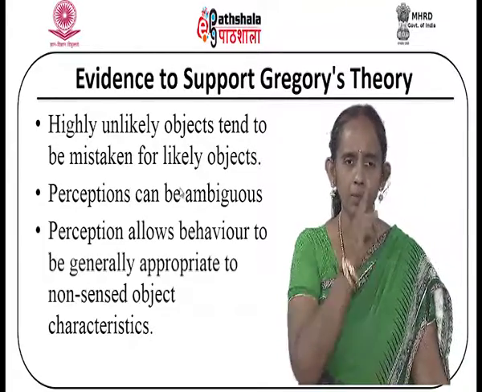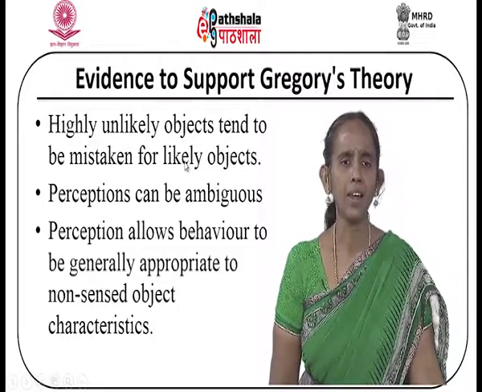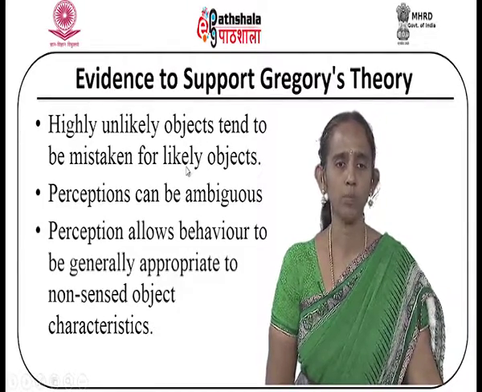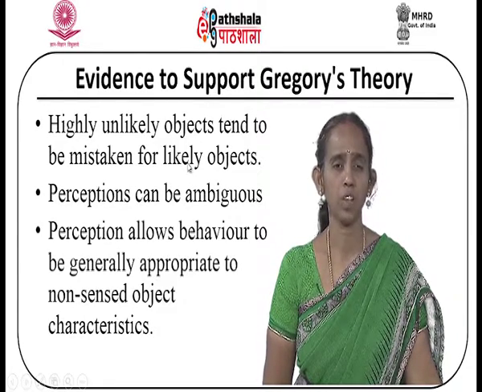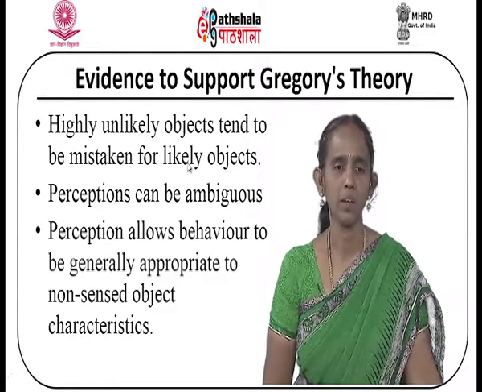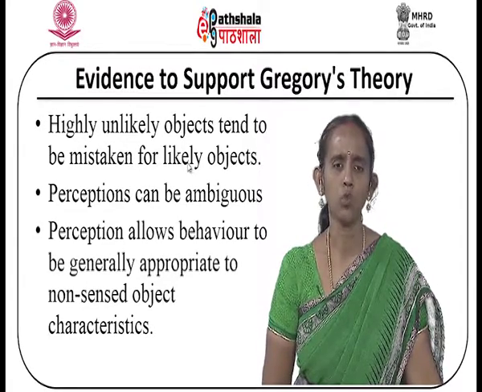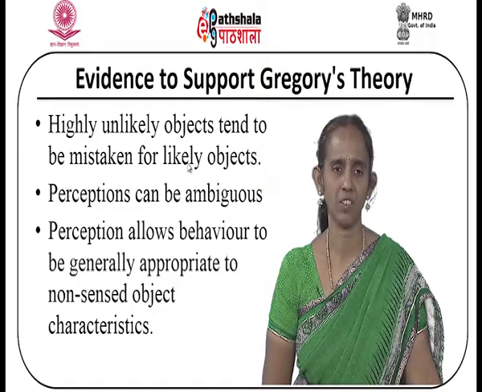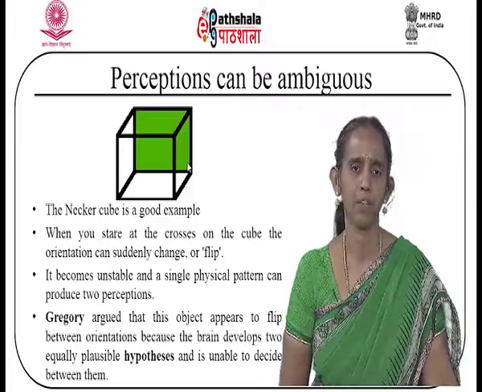There are various evidences to support Gregory's theory. Highly unlikely objects tend to be mistaken for likely objects. Then, perceptions can also be ambiguous. Perception allows behavior to be generally appropriate to nonsensed object characteristics. Let us look at all these evidences in detail.